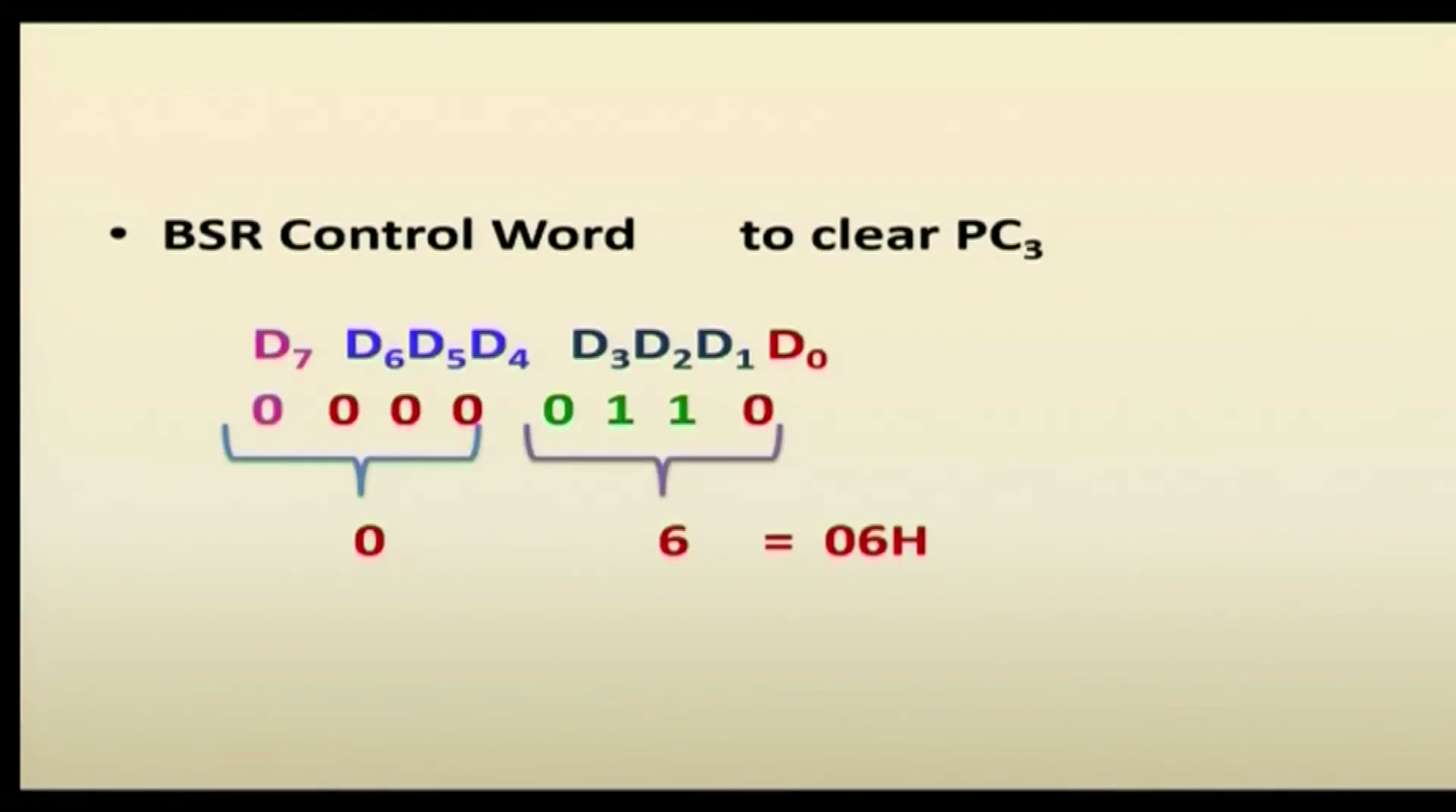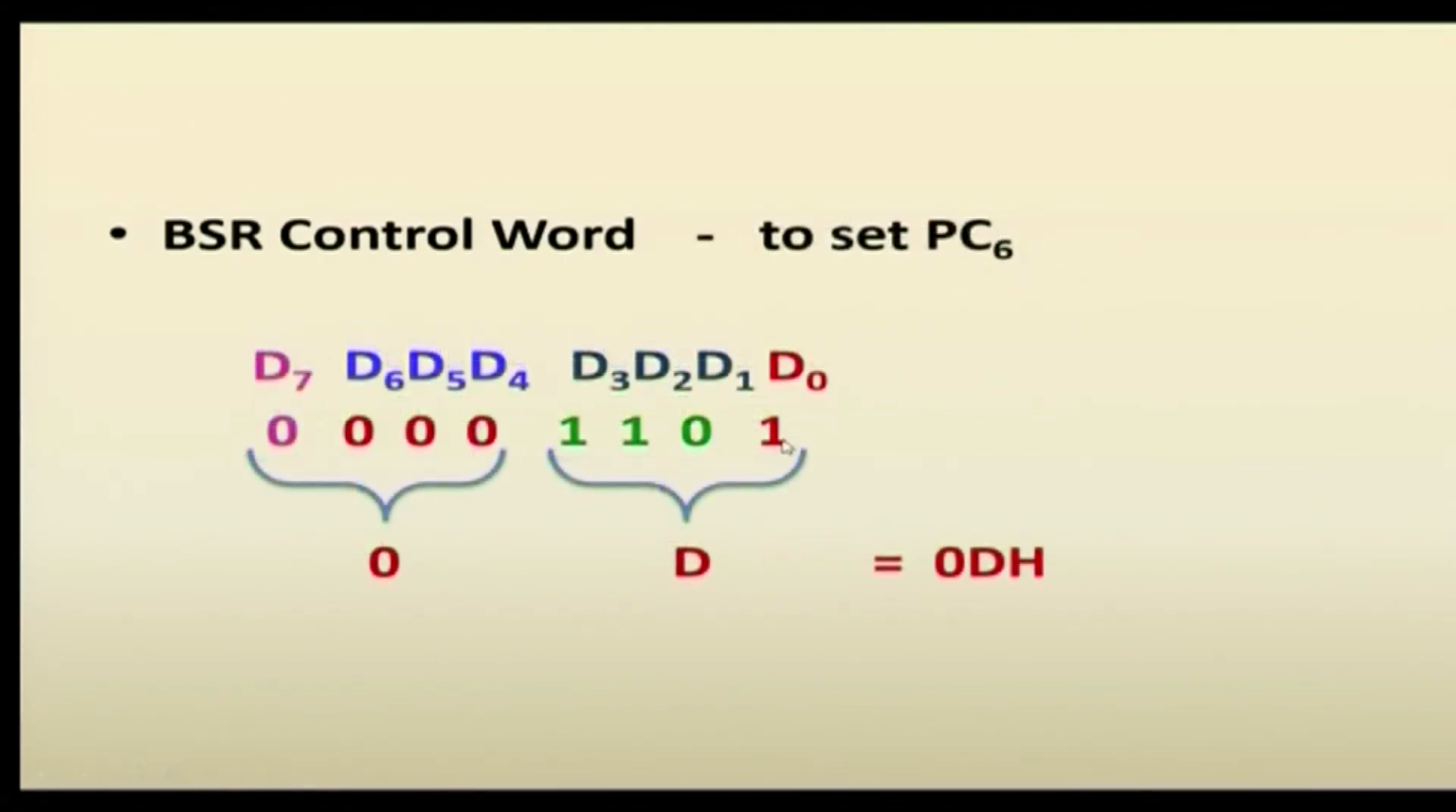Now, our requirement is to clear PC3. So I have written the value as 0. The binary equivalent of 3 is 011. So after writing that, we read the value 06. This is the BSR control word to clear PC3.